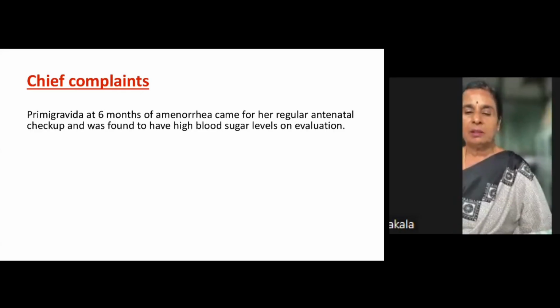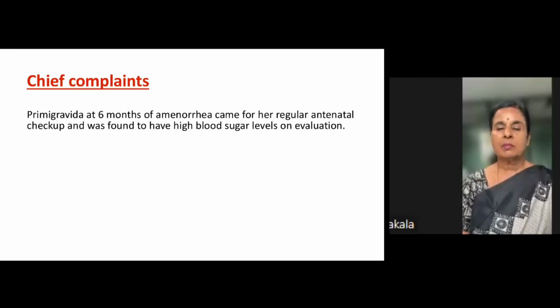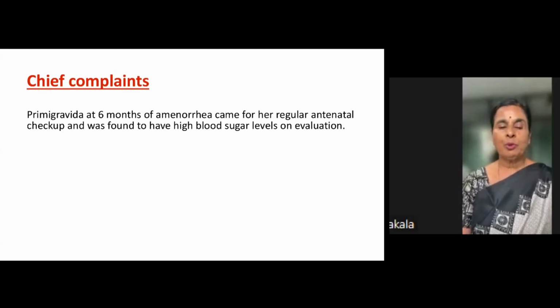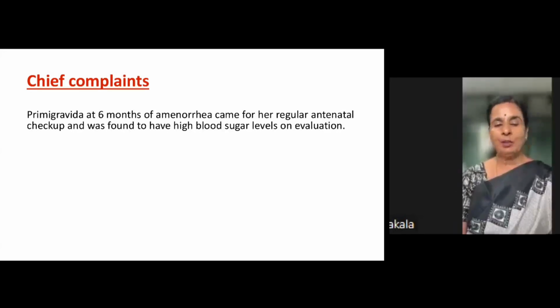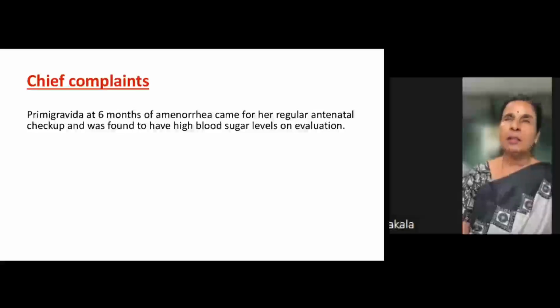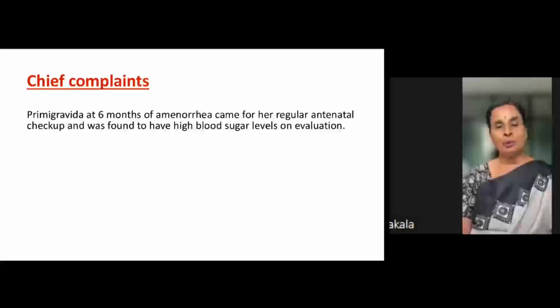Correct. The values are: fasting blood sugar more than or equal to 92, or 1 hour more than or equal to 180, or 2 hours more than or equal to 153. Then we diagnose it as a GDM case. Yeah, correct. 75 gram glucose load. Usually this test is done between 24 to 28 weeks, with 3 days of normal diet and overnight fasting. FBS should be 92, 1 hour PPBS 180, and 2 hour PPBS 153. And this GTT is indicated whenever the OGCT is abnormal.